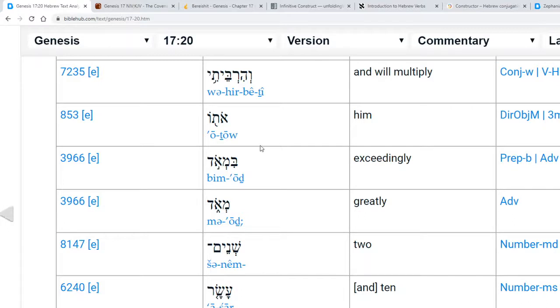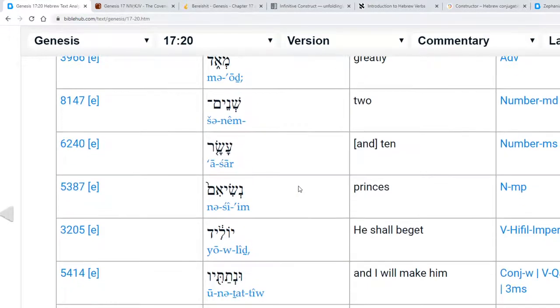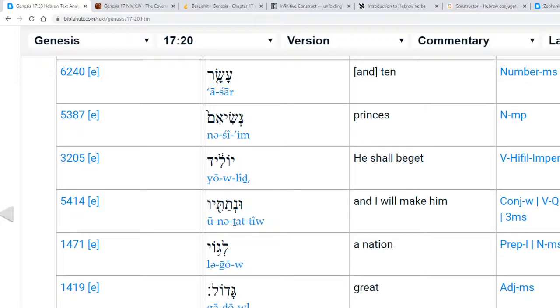Bimeod meod, same language as we used before, greatly, exceedingly, right? Prepositional bet, and meod means very, and it's being repeated. Shnem asar, so shnaim means two, shnem asar means 12. Eser means 10, shnem asar is 12. Shnem asar nesiim, so nasi, it's an interesting word. It's usually translated as a prince. It's a leader. It comes from to raise in Hebrew. Nesiim are princes, right? You can look it up in the concordance. 12 princes. Yolid, and we spoke about to beget, right? To cause to be born, he will beget.